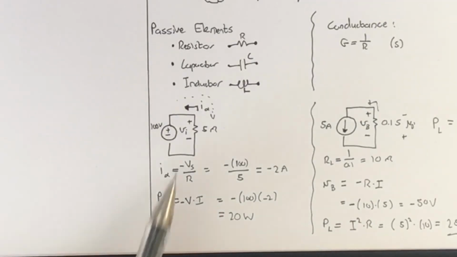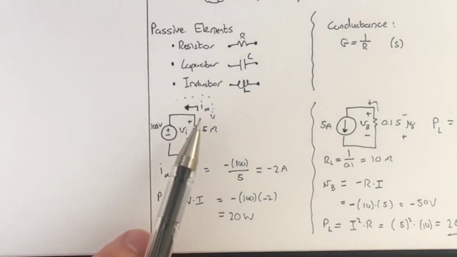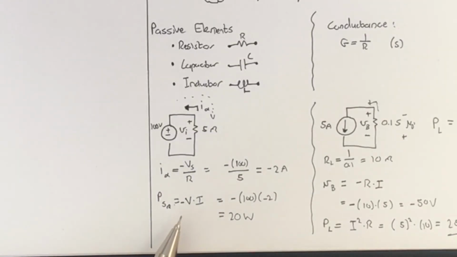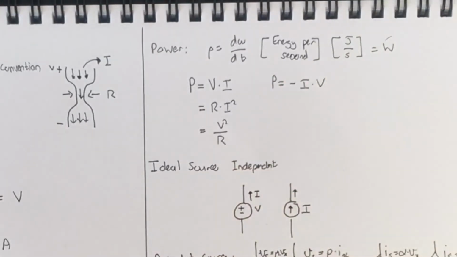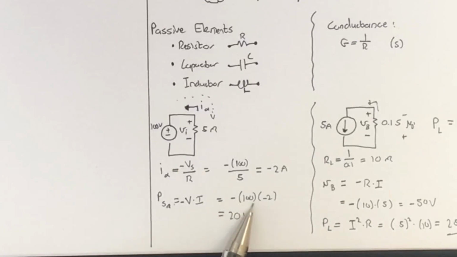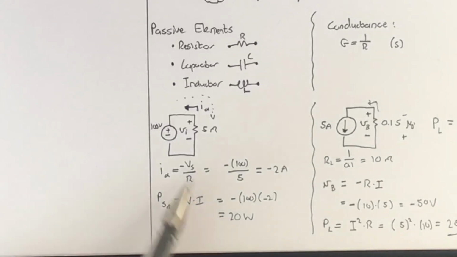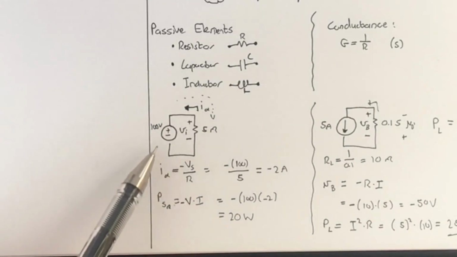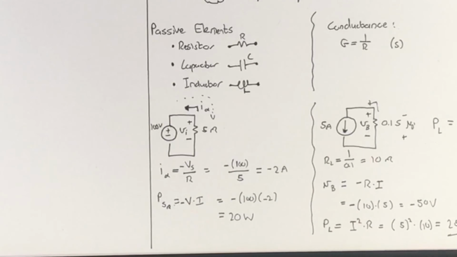impossible. So let's calculate the power absorbed by this 5 ohm resistor. Again, because of the sign convention, we have to use this version of the power equation, negative Vi. So we have minus 100 volts, which is this value, and then negative 2 amps, I alpha. So this gives us 20 watts. So 20 watts is being absorbed by this 5 ohm resistor, as well as 20 watts is being supplied by this 100 volt voltage supply.